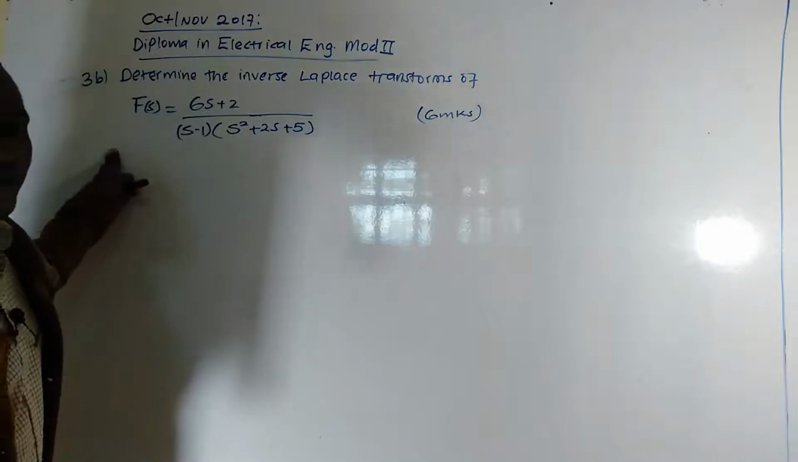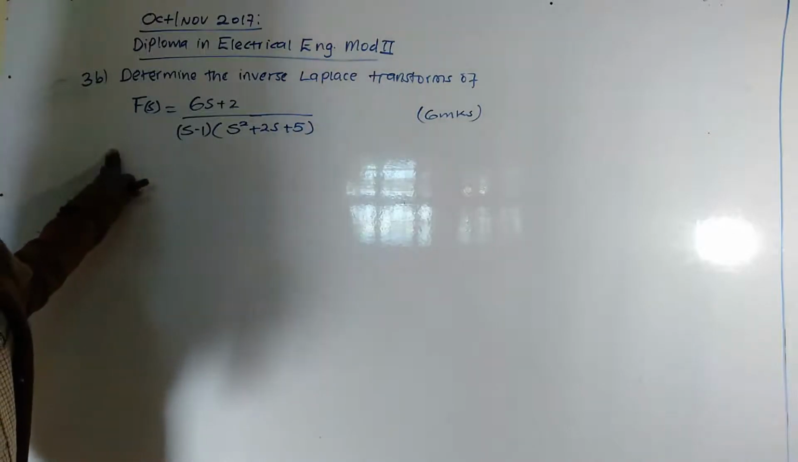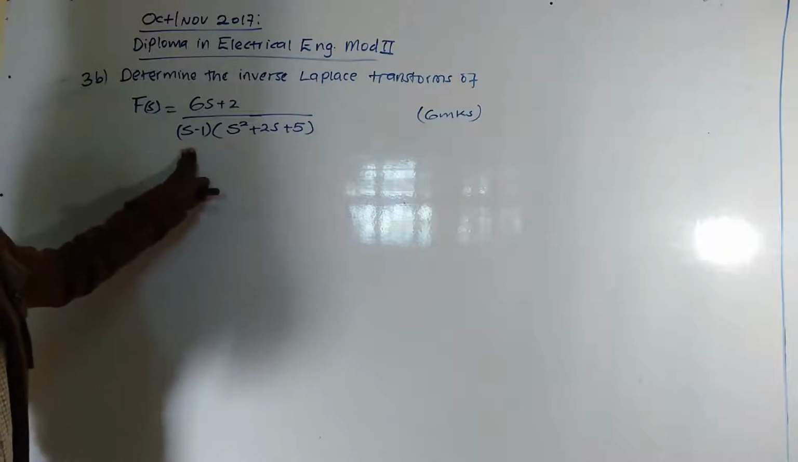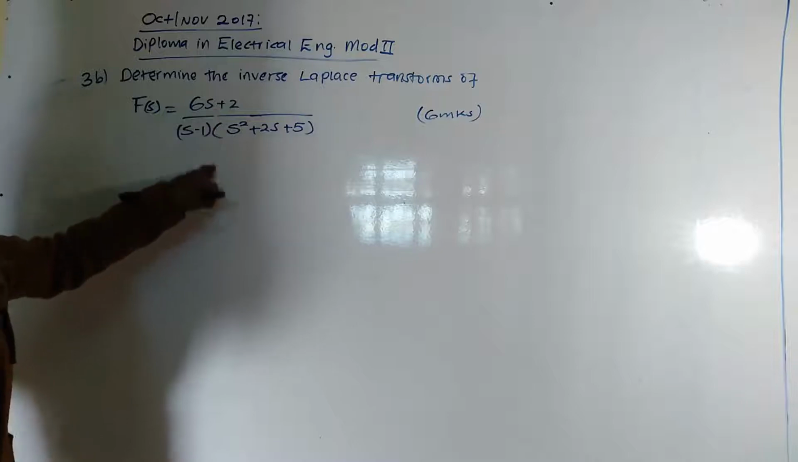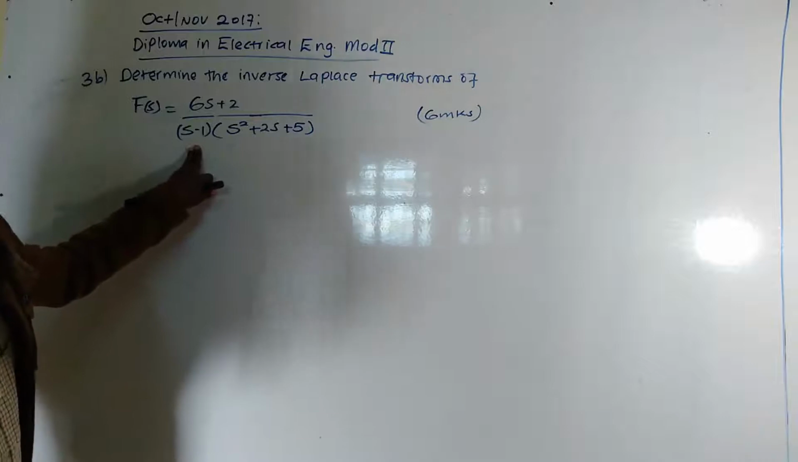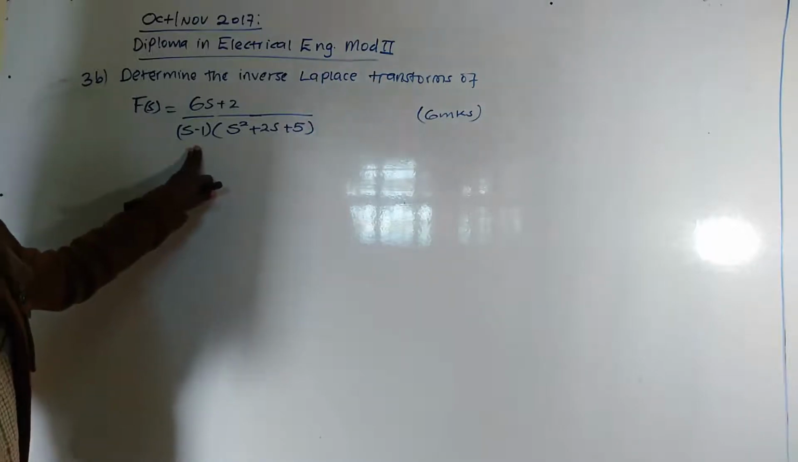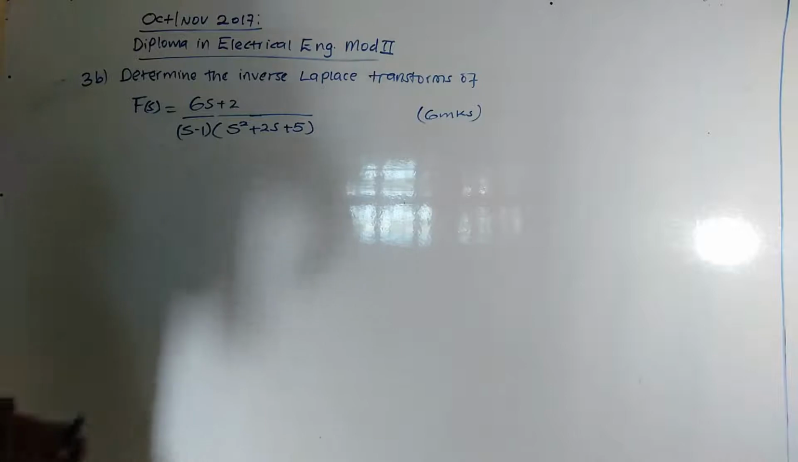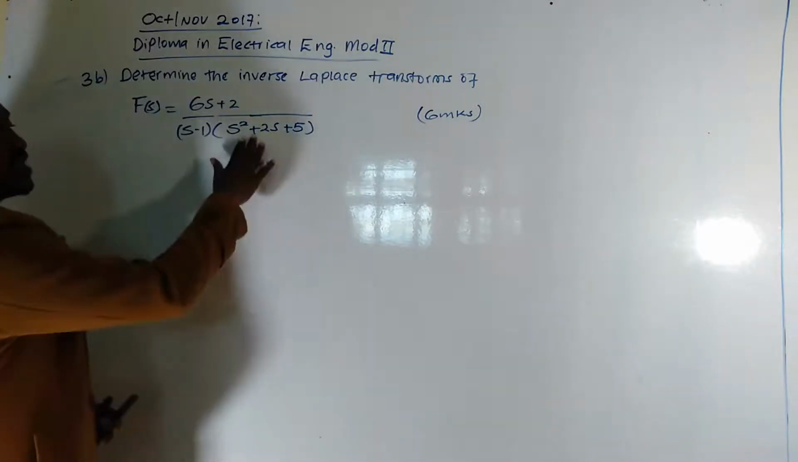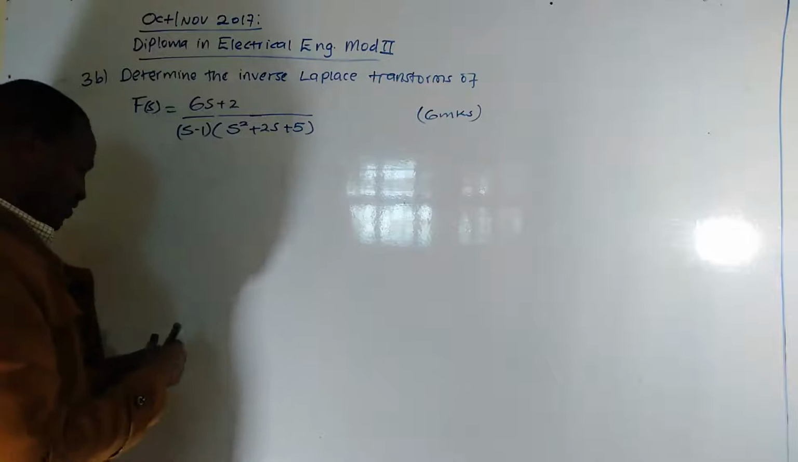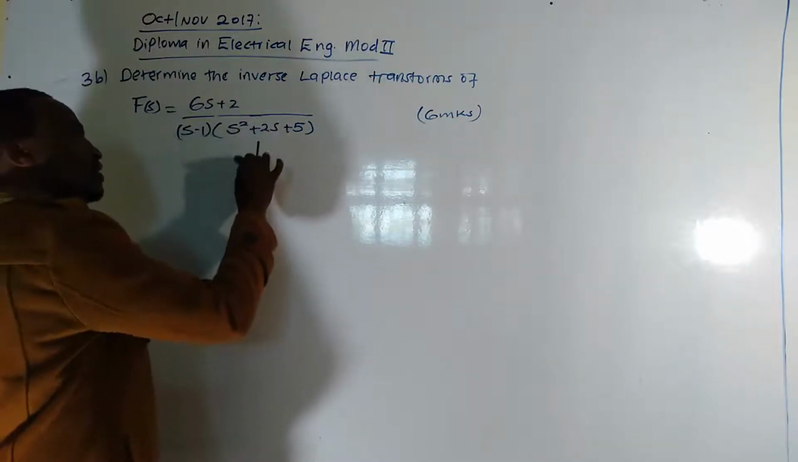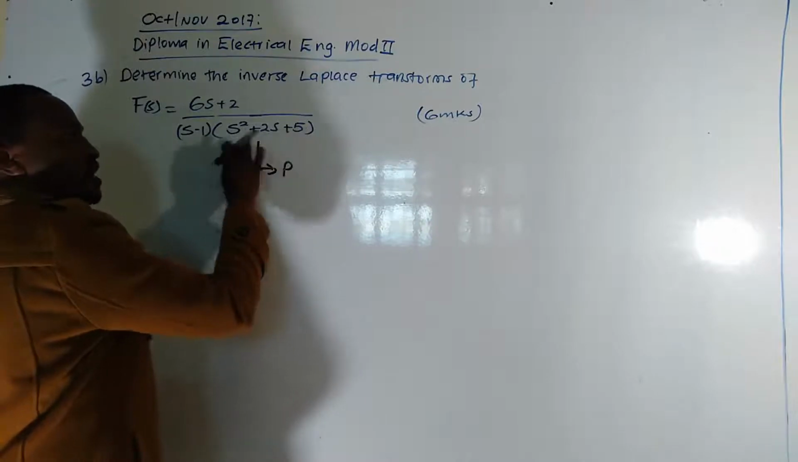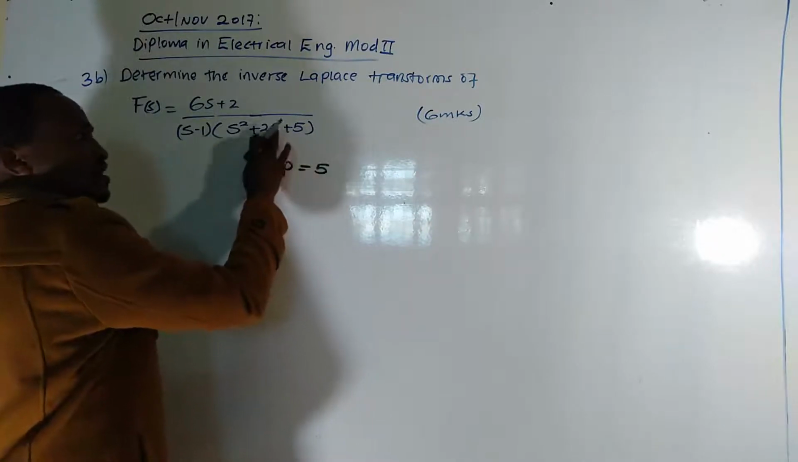The first thing we said we should do is to check whether the function is proper, and we can see the function is proper because here the degree is 3 and here the degree is 1. The next step is to factor out the denominator. The denominator appears to be already factored out for us, but it's also important to check whether this one can be factored out further. So if you check here, the product is 5 times 1 and the sum is 2.